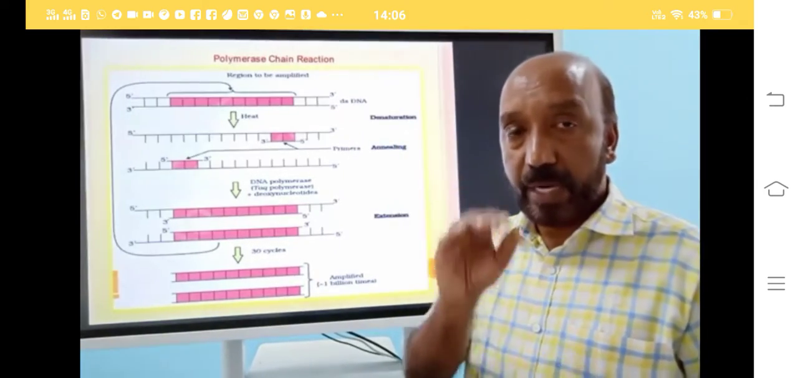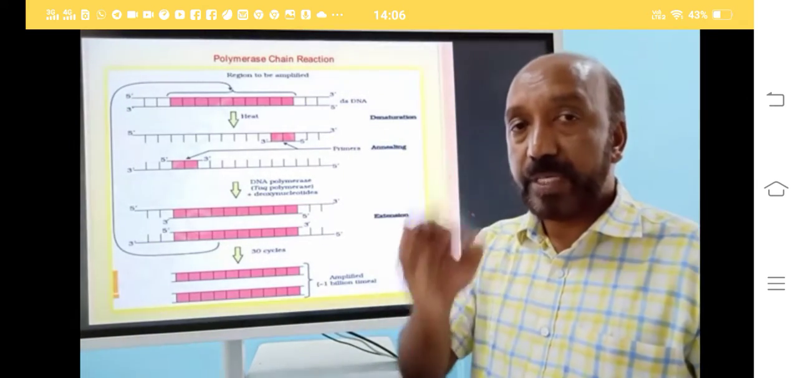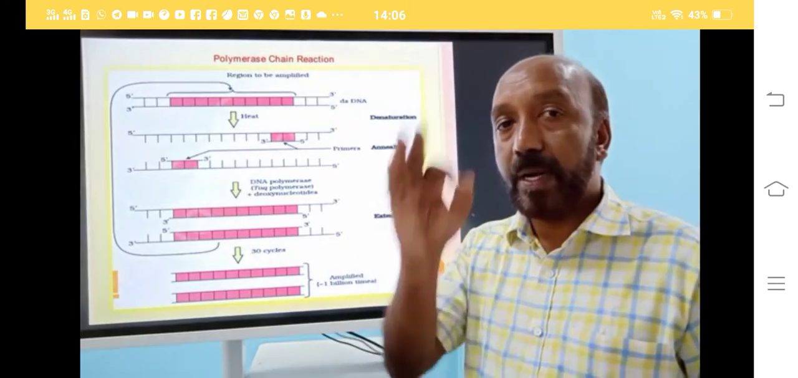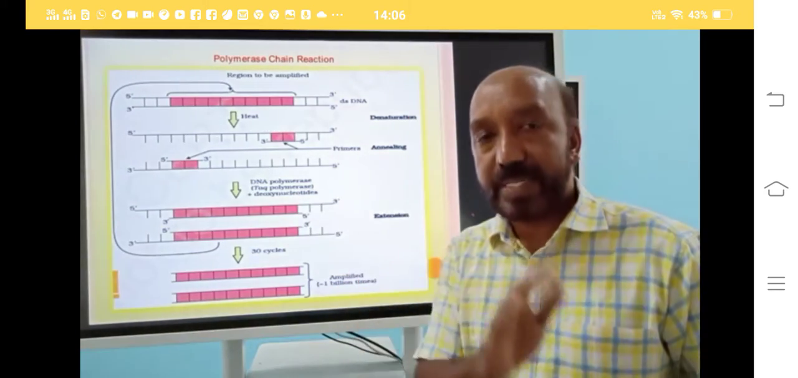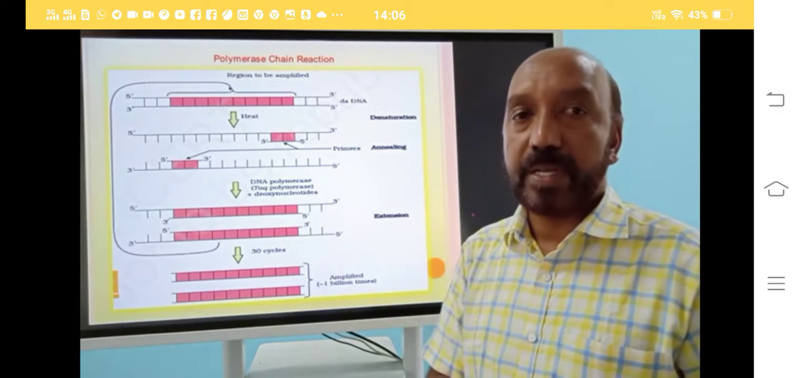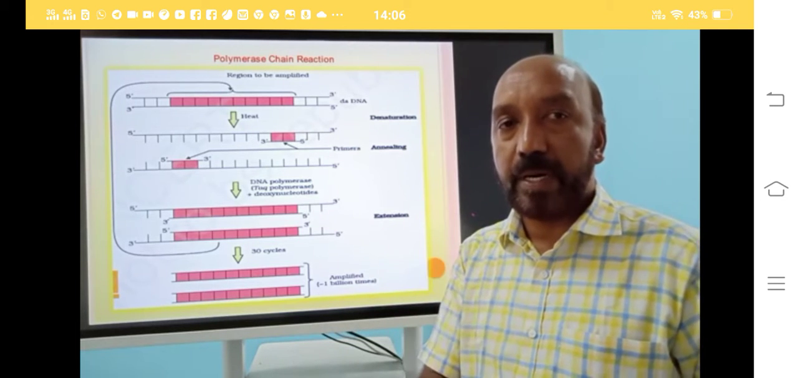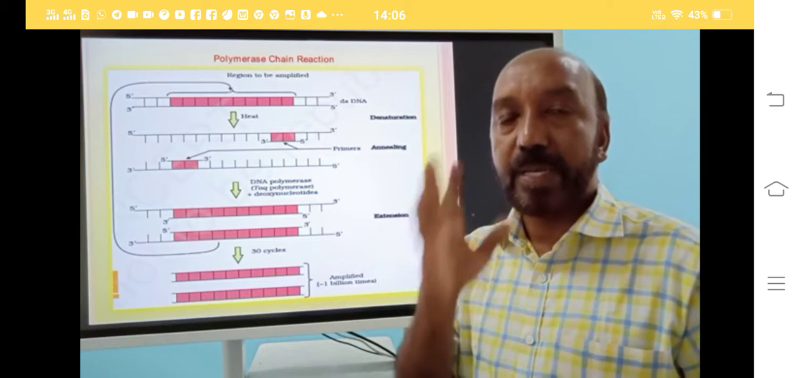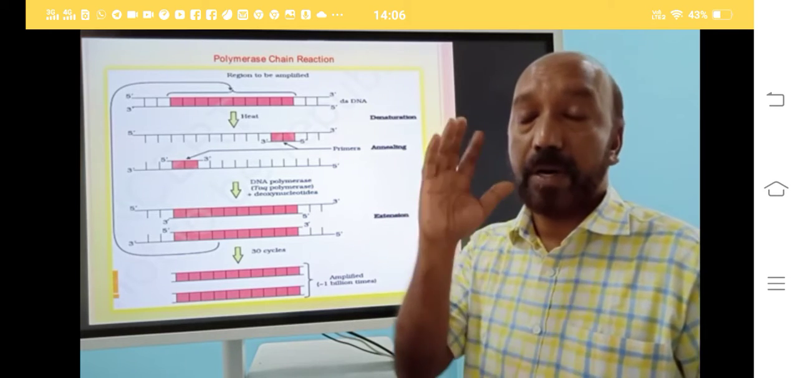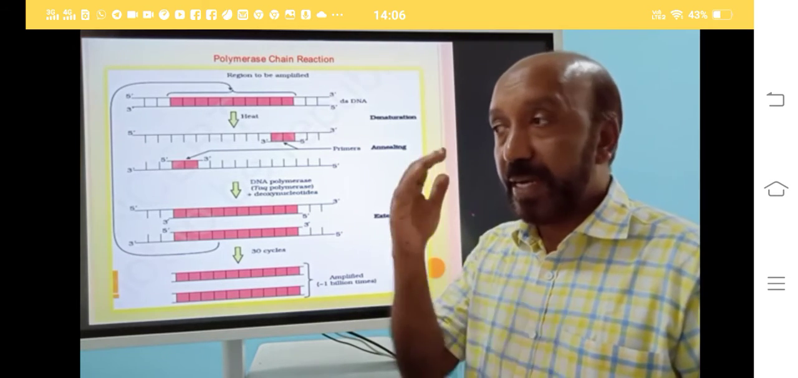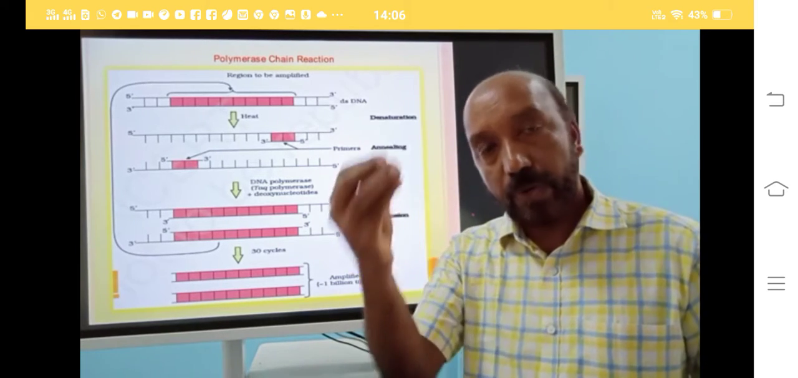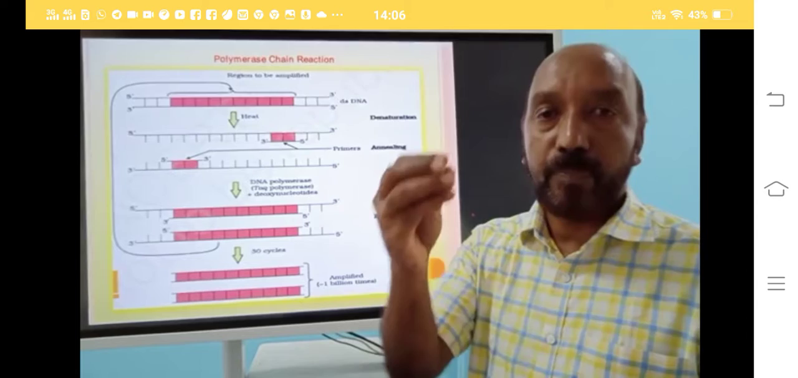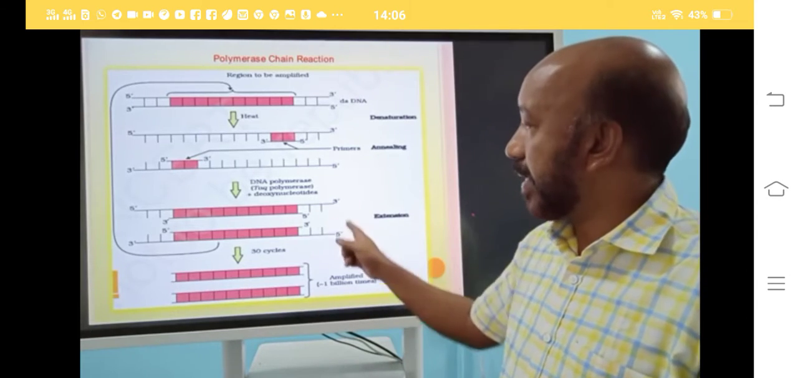So what we are using right now means we are using a special thermostable DNA polymerase, namely Taq polymerase, which is extracted from Thermus aquaticus, a bacterium living in hot springs or streams with high water temperature. So they can tolerate it, and they carry out the normal activity of polymerization also. So this is the extension also.